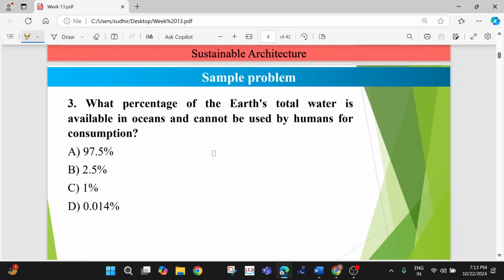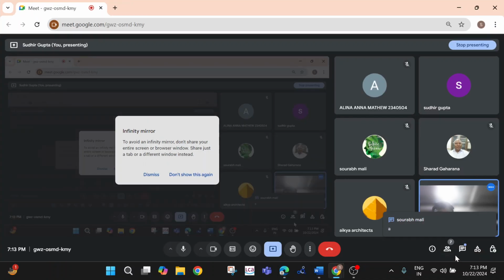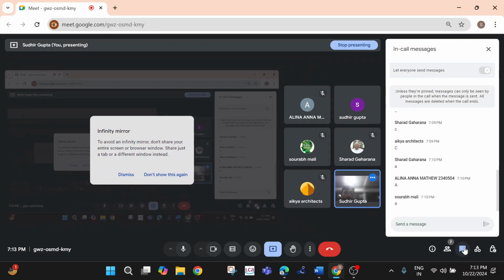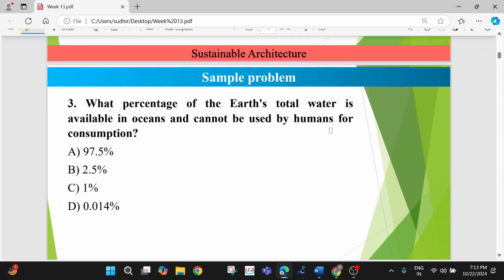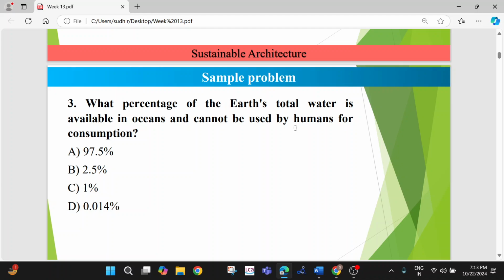Question number 3. Yeah, so all of you are answering it correctly. It is 97.5% of the Earth's total water that is in the ocean, which cannot be used for human consumption due to its high salinity. That's fine. So let's move to the fourth question then.